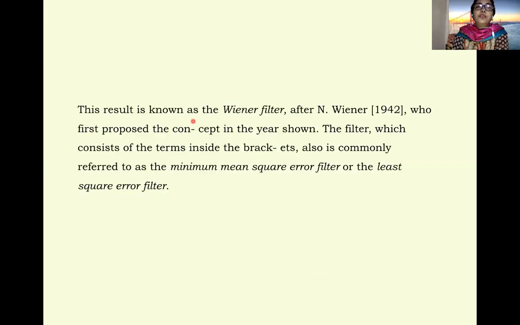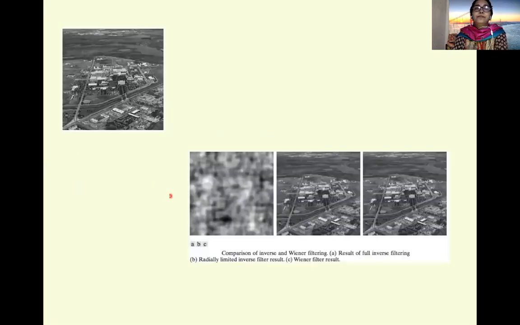This result is known as the Wiener filter after N. Wiener, 1942, who first proposed the concept of the filter. The filter, which consists of the terms inside the brackets, is also commonly referred to as the minimum mean square error filter or least square error filter.